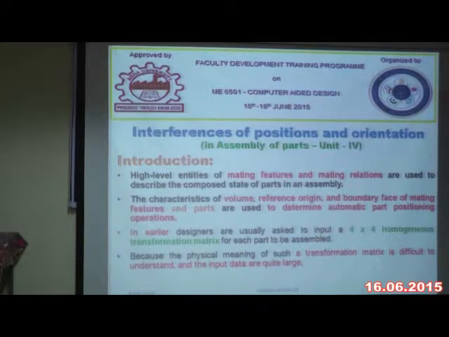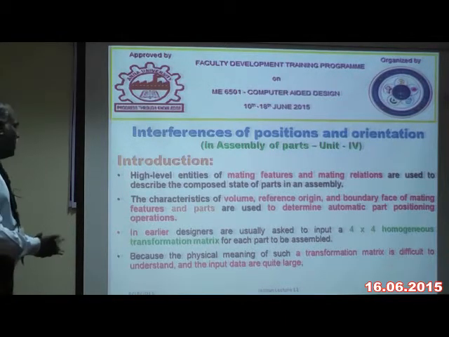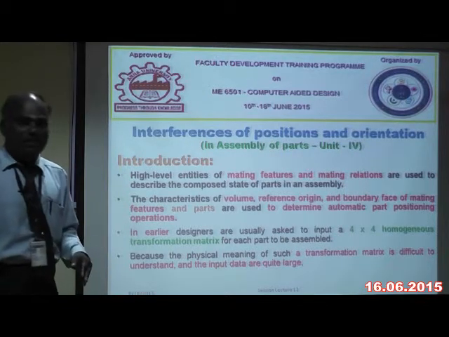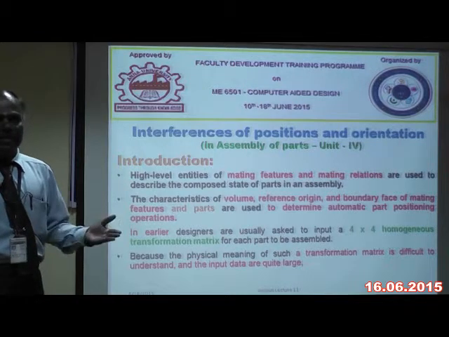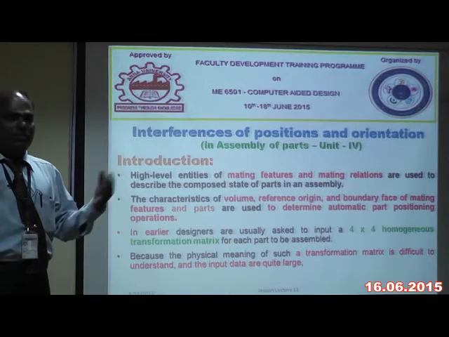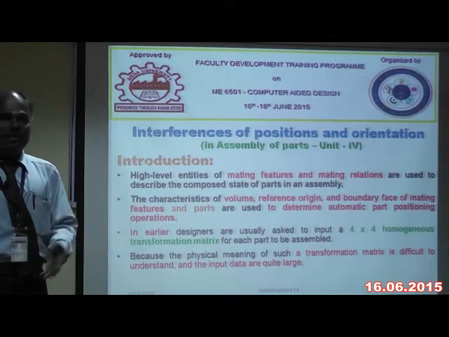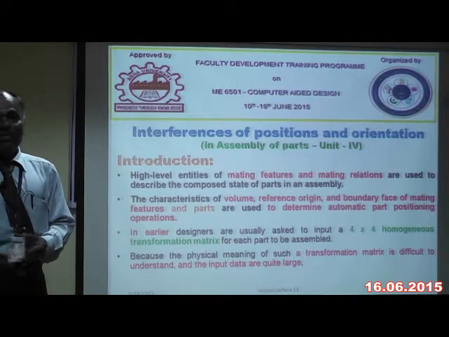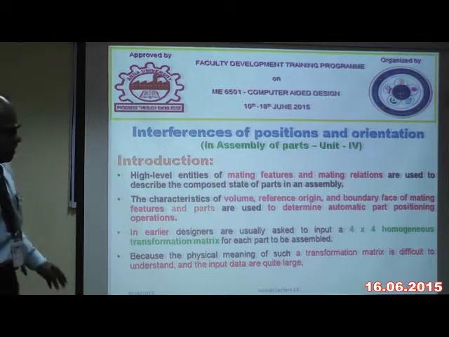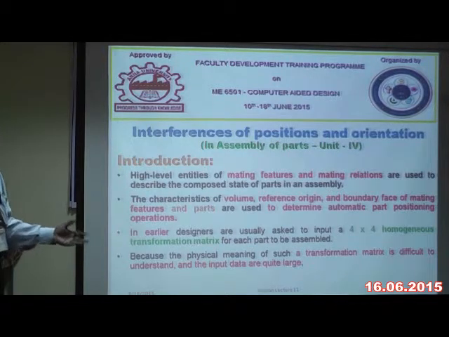First, we are going to take just an introduction about our topics. The high-level entities, the mapping features and mapping relations are used to describe the composite state of parts in assembly. In the early days of computers, the homogeneous matrix was used. When the homogeneous matrix is used for designing, it takes a large amount of input data and a large amount of time, with less accuracy. So nowadays, in the computer software environment, high-level entities, that is, a mapping of features, are used.